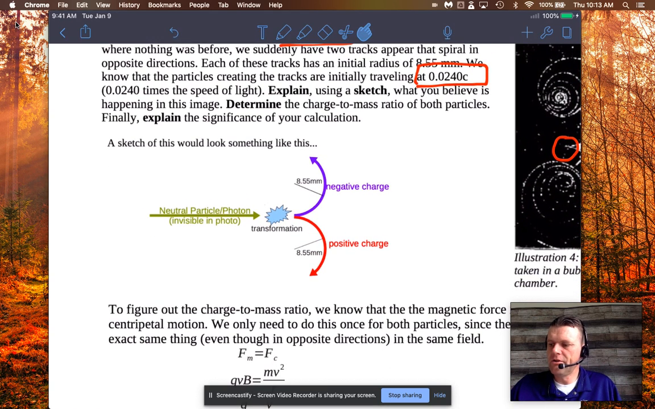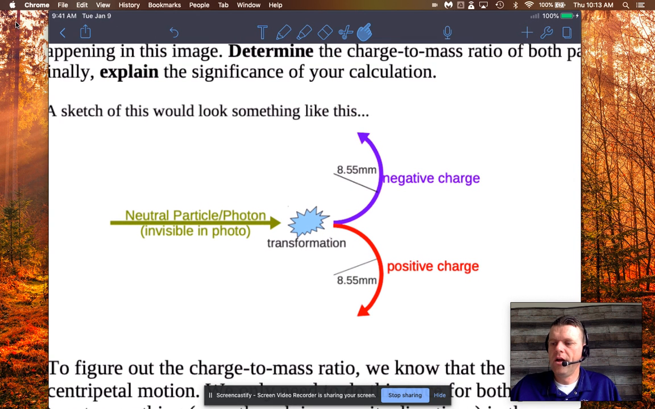Okay, so here's a compression of what would happen. Again, the reason this first track is invisible is because it's a neutral particle. Remember that neutral particles do not leave tracks in these chambers. They have to be charged in order to trigger the phase change, either condensation or evaporation, whichever one's going to happen. But then you see tracks.